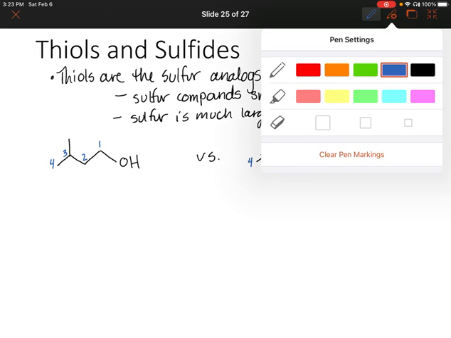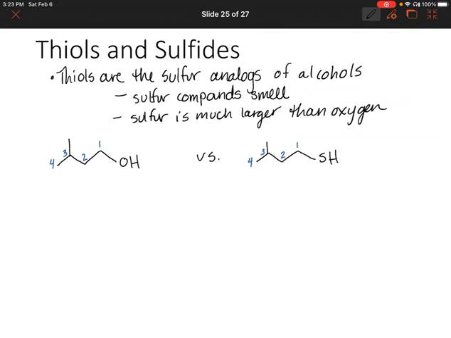So the way we would name the alcohol, let's see, we would use butanol to start. So that tells us we have 4 carbons in a chain, and then we have an alcohol somewhere on that chain, and it's at position 1. And then we have a methyl group at position 3. So that would be 3-methyl-1-butanol. And remember, we use OL to indicate an alcohol.